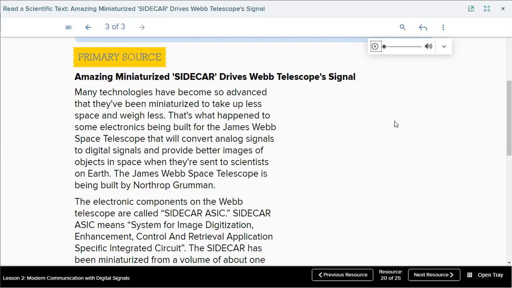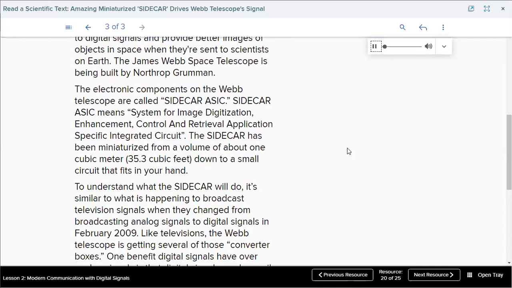Okay, the James Webb Space Telescope is being built in northern Germany. The James Webb Space Telescope is being built by Northrop Grumman. The electronic components on the Webb telescope are called sidecar ASIC. So it's sidecar what? ASIC. So it's a name. It's an electronic component on the Webb telescope called what? Yes, Yahya? Sidecar ASIC.